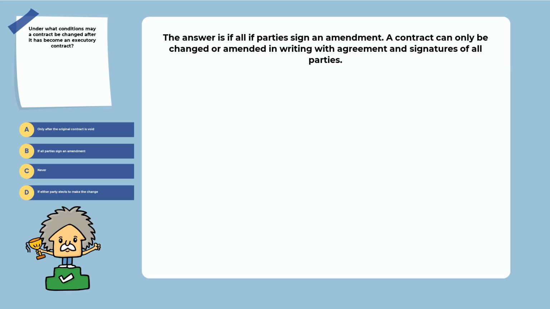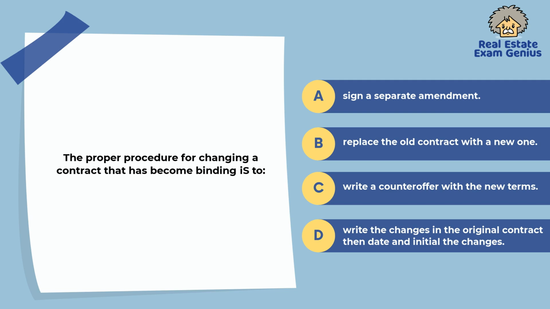The answer is if all parties sign an amendment. A contract can only be changed or amended in writing with agreement and signatures of all parties. The proper procedure for changing a contract that has become binding is to sign a separate amendment.